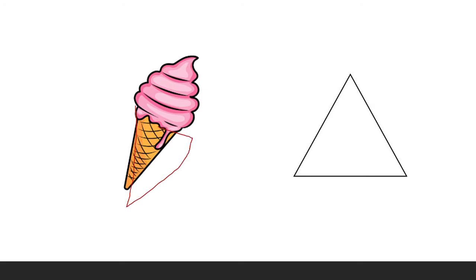Okay. So in an ice cream, we can form a triangle. The triangle is found just in the bottom of the ice cream. You can see there's a triangle forming in the bottom part of the ice cream. And we can also denote the triangle on the cream part of the ice cream. So an ice cream within a cone represents a shape of a triangle.